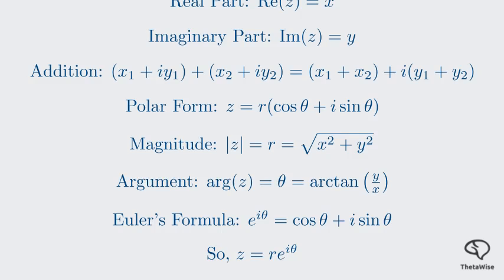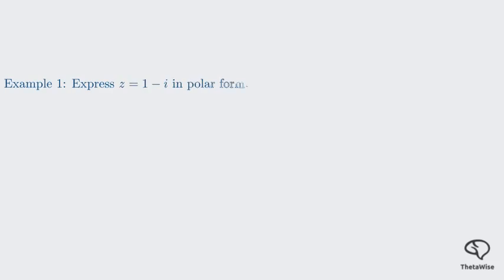Why is this a secret? Because polar form makes multiplication, division, and exponents ridiculously easy, which are all things you'll be able to do by the end of this scene. All right, let's see how powerful this is.